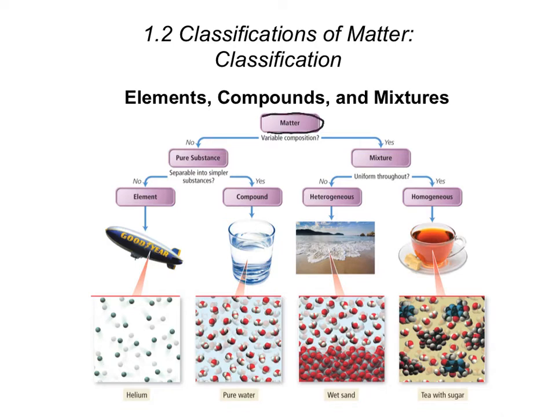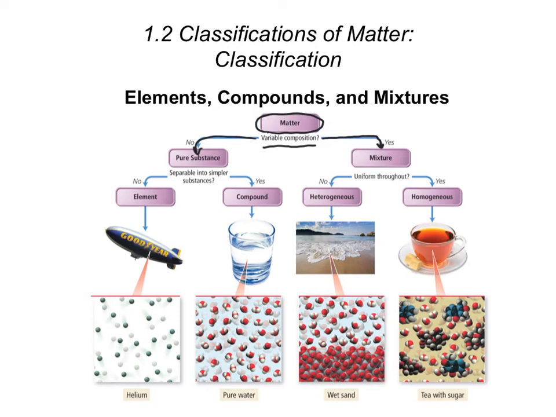When we're talking about the composition of matter, let's start up here at the top. The first question that we ask is, does this matter, whatever we're looking at, have a variable composition? I'll explain exactly what I mean by that. If it doesn't, it goes down this way, which is what we call a pure substance. If it does, it goes down this way, it's what we call a mixture.